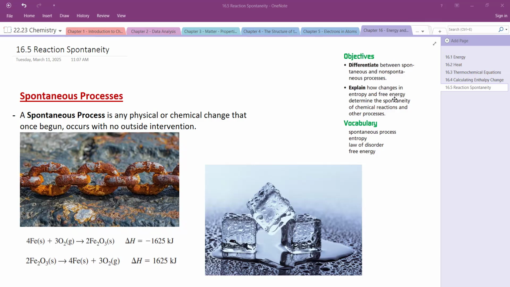And then we also want to be able to explain how changes in entropy and something called free energy will determine if a reaction is spontaneous or not, as well as other processes like physical processes such as melting ice.